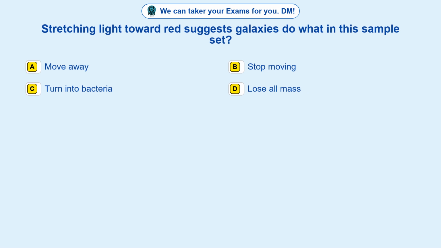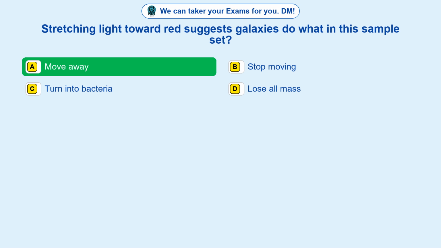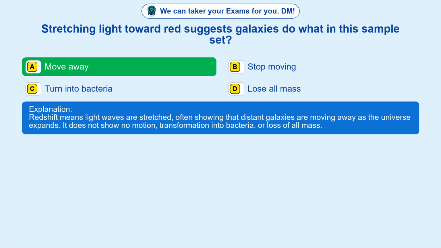Question 94. Stretching light toward red suggests galaxies do what in the sample set? Option A, move away. Option B, stop moving. Option C, turn into bacteria. Option D, lose all mass. The correct answer is option A. Move away. Redshift means light waves are stretched, often showing that distant galaxies are moving away as the universe expands. It does not show no motion, transformation into bacteria, or loss of all mass.